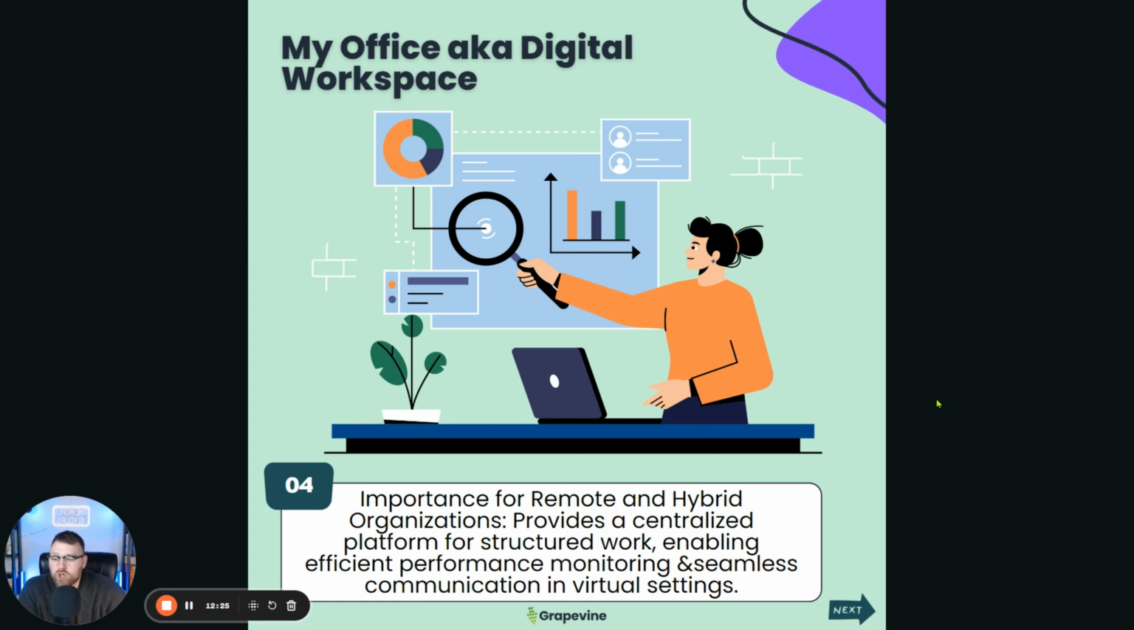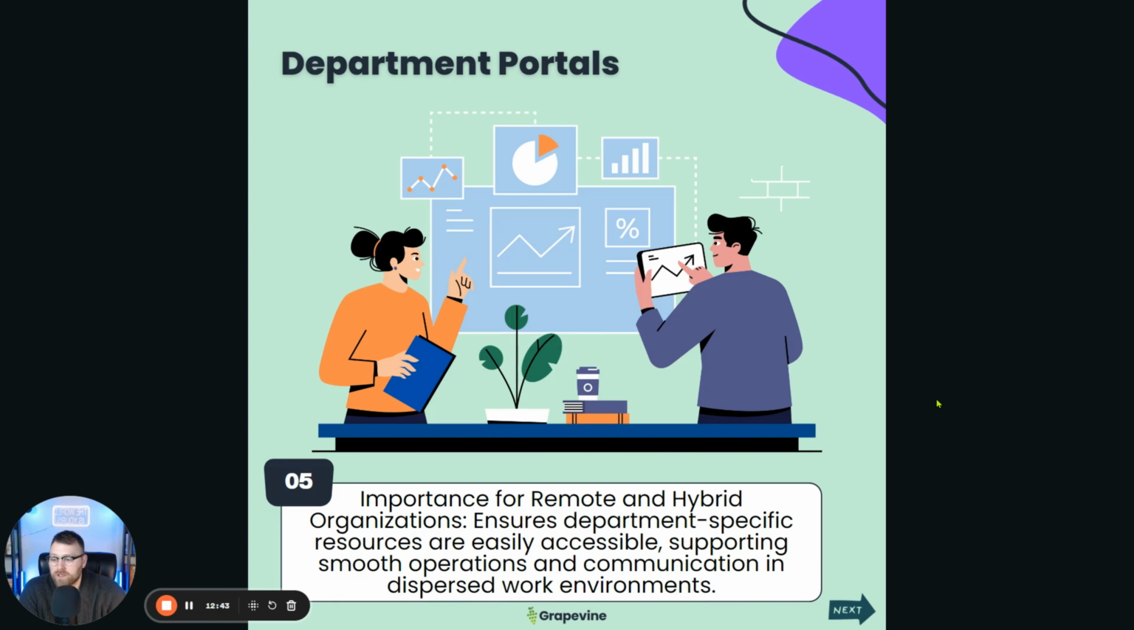My Office, digital workspaces here for remote and hybrid organizations. This is going to provide that centralized platform for structured work, enabling efficient performance monitoring and seamless communications in virtual settings. We dove in detail on that, so I won't go into it too much, but it's important about organization. The more organized you are, using a Lean Six Sigma framework like the 5 S's, and being able to structure and have a place for everything buys back time for your employees, for your leaders, for your managers, for the company in general, and it keeps everybody aligned.